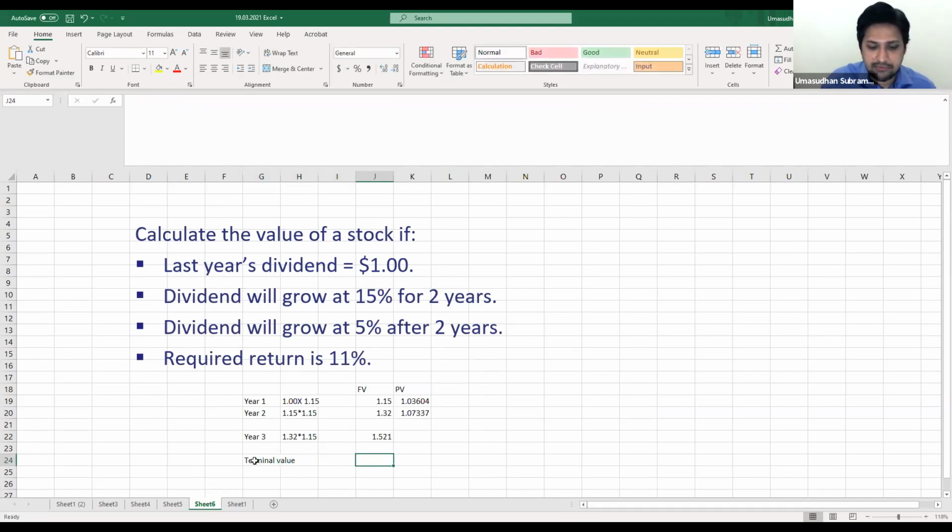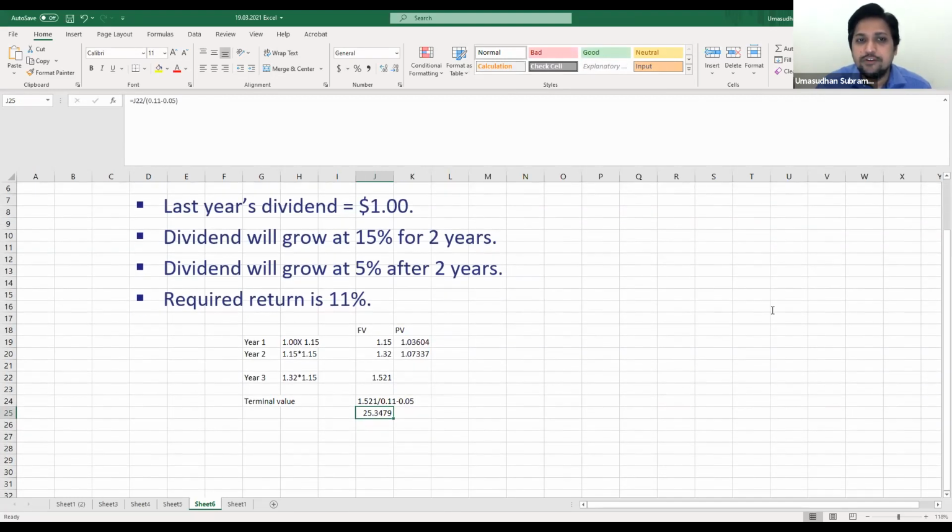How I will calculate the terminal value, this is what I'm going to do. 1.521, that's your D1. D3 becomes your D1 divided by your cost of equity minus the growth rate, because the dividend is going to grow by 5% in infinity. So I'm going to take this divided by cost of equity minus growth rate. You are going to get a value of 25.3479. So now, if you have understood all what we have studied so far, you need to tell me now.